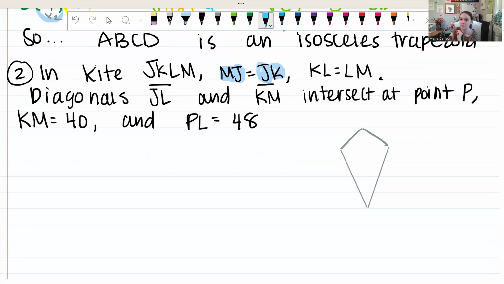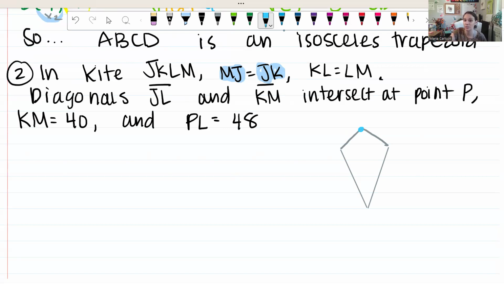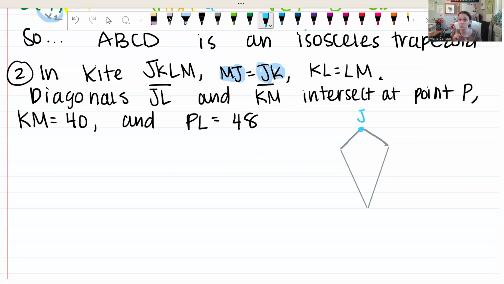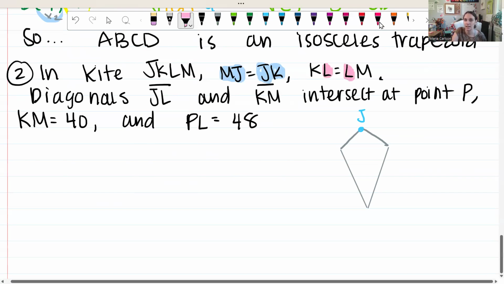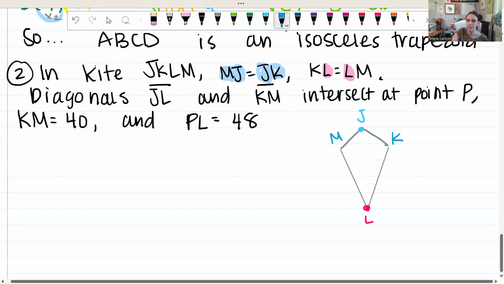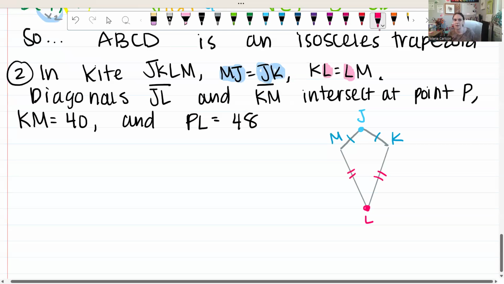So I'm going to take two of my congruent segments that share the same angle, and that shared angle will be J. So this can be point J. And then the other angle shared by the two opposite congruent sides, we have KL is equal to LM. Those meet at point L, so this opposite side where the two congruent sides meet can be point L. Now I can fill in the rest of the pieces. MJ is equal to JK, so these are congruent, and KL is congruent to LM. So it works out.